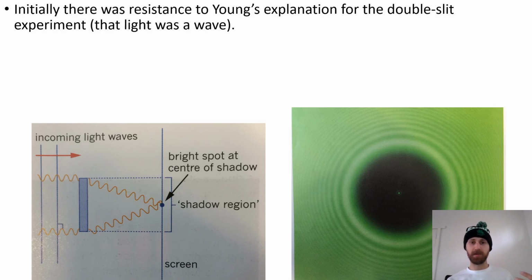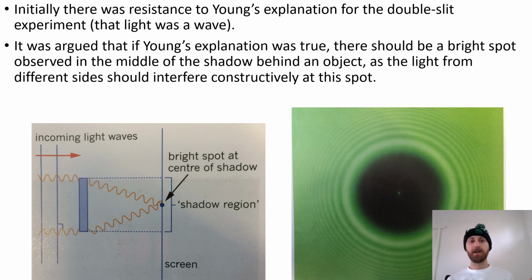This is an experiment that was developed by a guy called Young, and he had this model of how light is going to behave as a wave because it does this double slit interference sort of thing. Initially, there was a bit of resistance to the way he explained this, saying that light was a wave. The argument against his theory was that if his explanation was true, then the picture at the left should actually occur, where there should be a bright spot observed in the middle of the shadow behind an object, because the light from the different sides of that object should interfere constructively when it diffracted around the outside of the object.